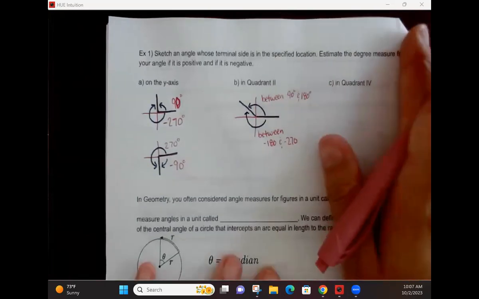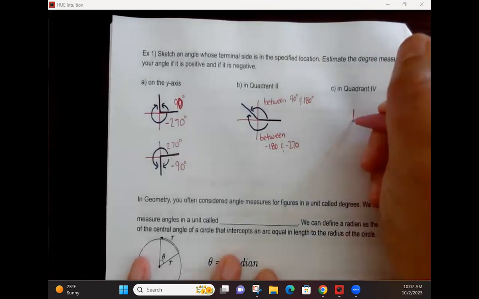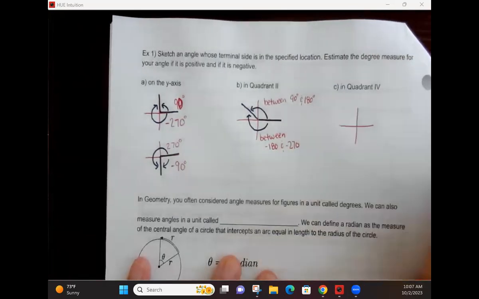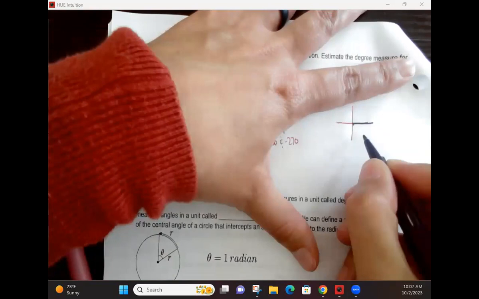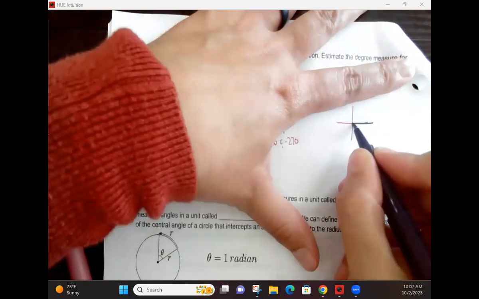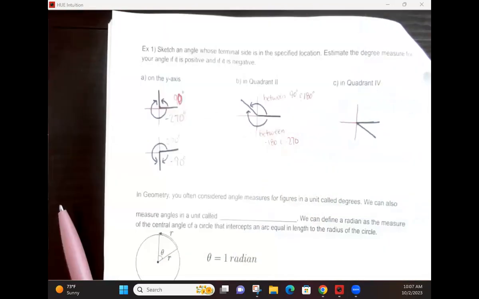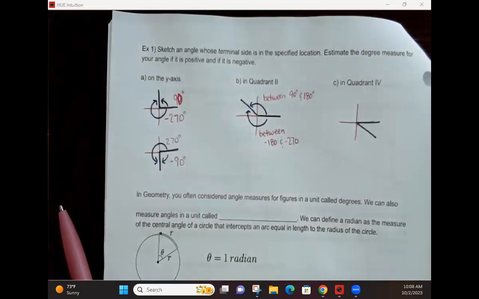And then finally, an angle in quadrant 4. Let's get our initial side in here. And then quadrant 4 would be down here. Whatever your angle is for quadrant 4, maybe it's really close to the negative y-axis. Maybe it's really close to where we drew the initial side. Okay.